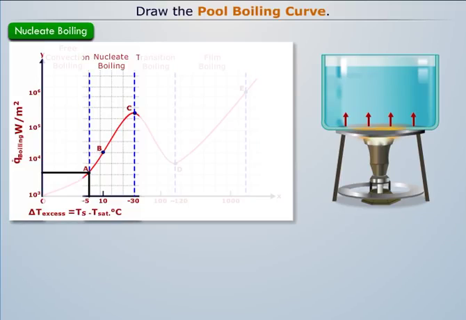Curve ABC represents the stage nucleate boiling. As we can see, nucleate boiling is divided into two parts. Curve AB represents liquid entrainment and curve BC represents critical heat flux. Now first, let us understand liquid entrainment.